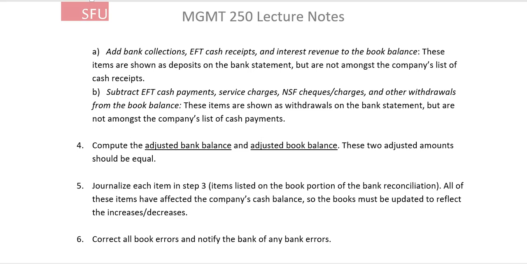Number 5, in the process of doing the bank rec, we might realize that there need to be some entries made to update our books. So we'll make some journal entries in step 5 so that our books reflect the correct amount and correct transactions. And 6, we correct any errors that we can fix, and if we find some bank errors, we notify the bank.